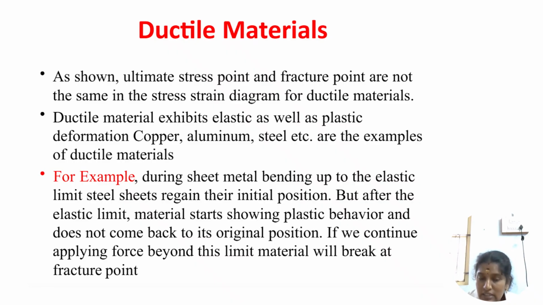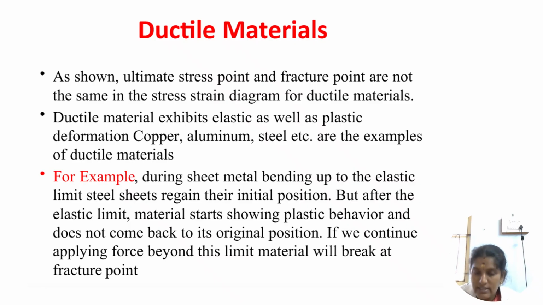In this graph, the ultimate stress point and the fracture point are not the same for the ductile material, because it exhibits plastic deformation. Examples of ductile materials are copper, aluminum and steel. For example, when bending a steel sheet up to the elastic limit, it regains its original position. After that elastic limit, it shows plastic behavior and will not come back to the original position. If force is continually applied, what will happen? Beyond this limit, the material will break down.